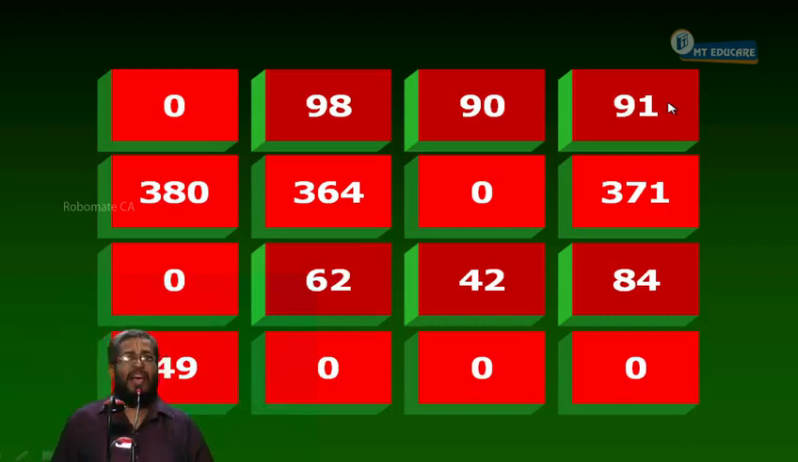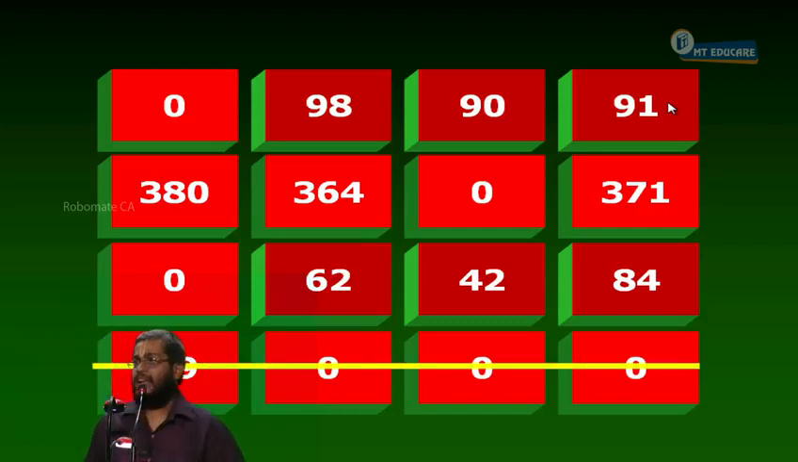Is there any row with 4 zeros? No. Any column with 4 zeros? No. Any row with 3 zeros? Yes. Any column with 3 zeros? No. We have only one row with 3 zeros. Where to cancel? The last row. Let's draw a line against the last row. In your notebook, put the line numbers in the order in which you are drawing, so we should be able to revise it.